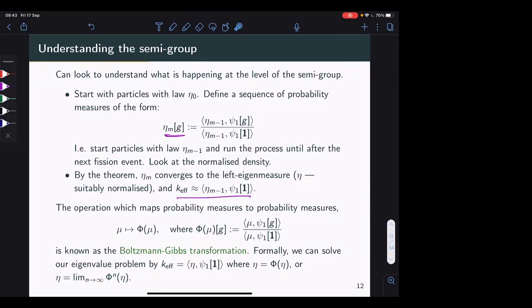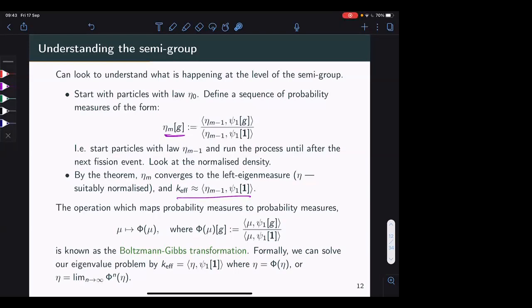So another way of thinking about this generational process is we have a probability measure of particles. We run it for a generation. It comes back to this Feynman-Kac methodology. We run it for a generation. We have weights coming in depending on branching or killing.